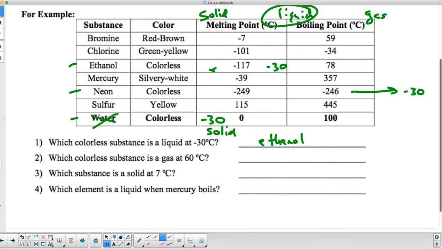So ethanol, there. So let's do this next one just to see if we can get it done. Which colorless substance is a gas at 6 degrees Celsius? Still, again, the same ones. Let's do a different one.